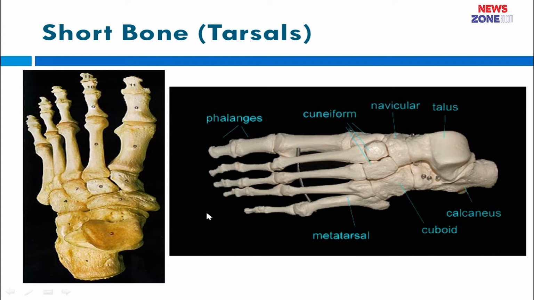In this picture, we can see the tarsal bones. These tarsal bones are also short bones. We can see the talus, calcaneum, navicular, cuboid and 3 cuneiforms.